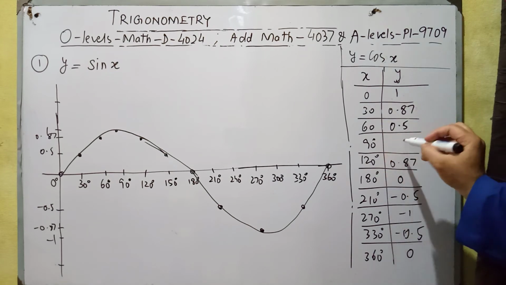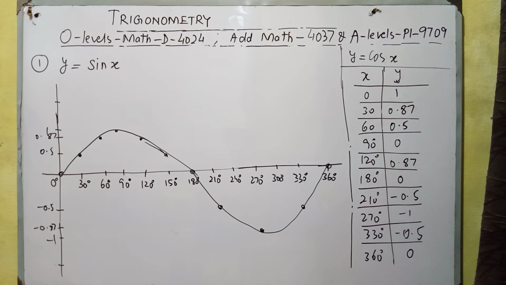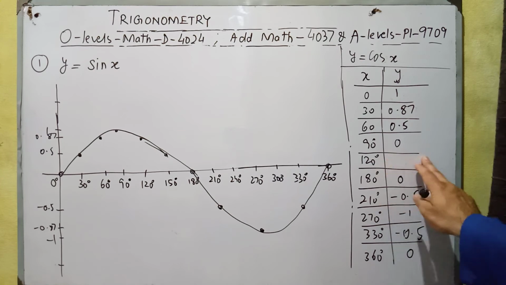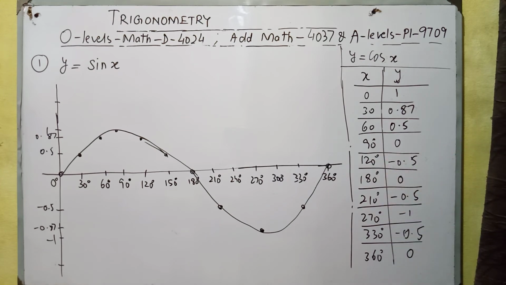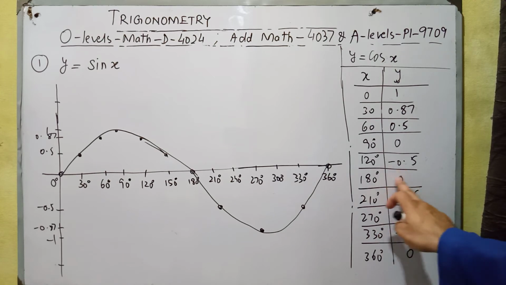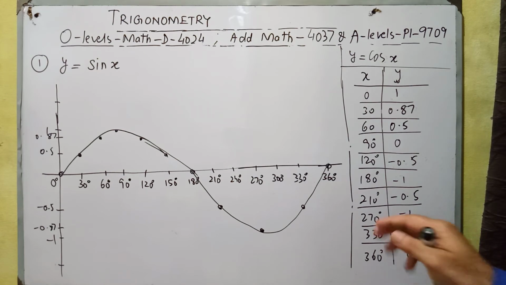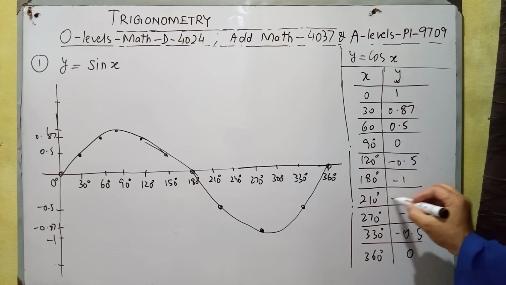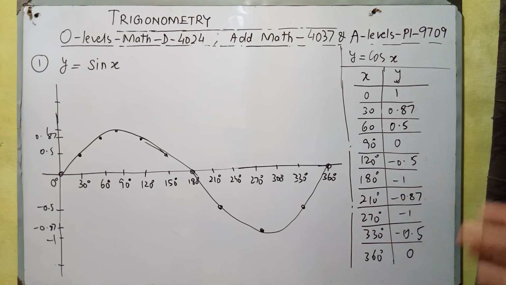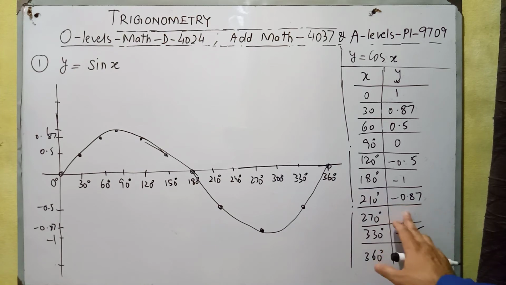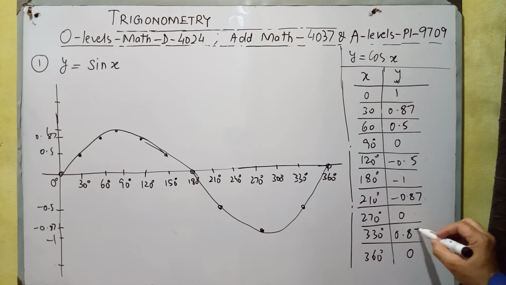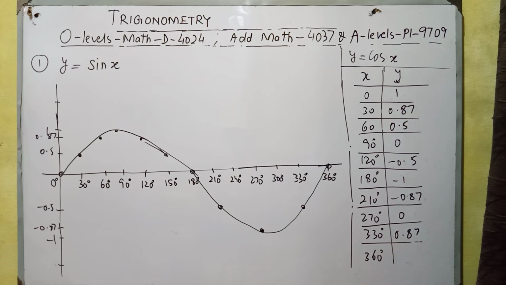cos 90 is 0, cos 120 is minus 0.5, and cos 180 is minus 1, and cos 210 is minus 0.87, and cos 270 will be equal to 0, cos 330 will be equal to 0.87, and cos 360 is again 1.